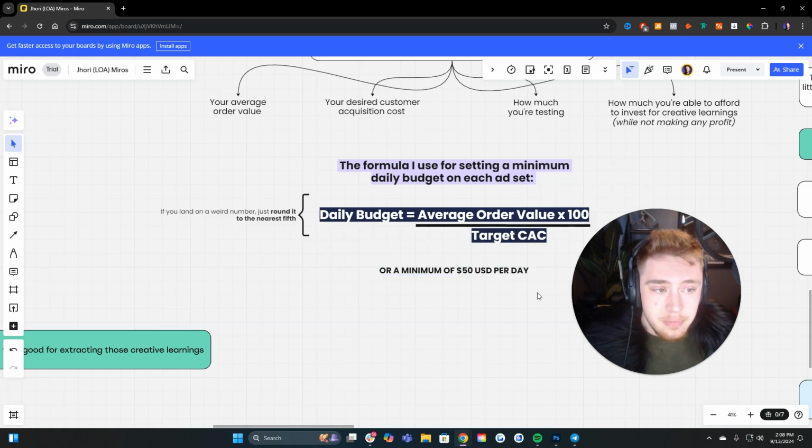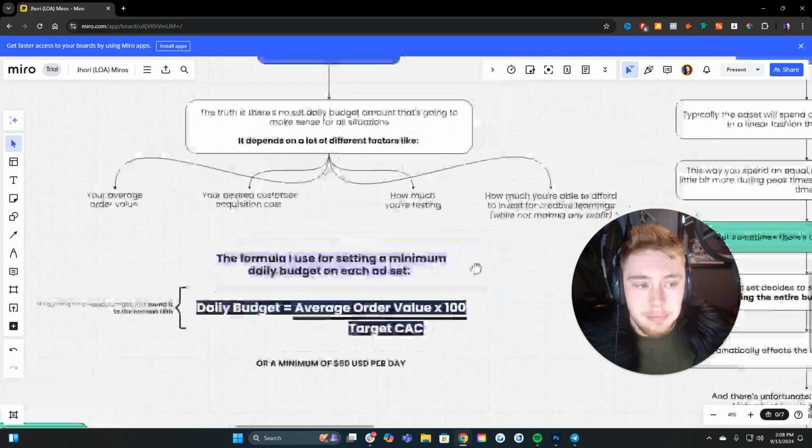Anything less than that, and you're not going to be spending enough money each day to build a proper optimization process. In other words, you're not letting the ads learn for long enough to be conclusive in whether or not you're actually seeing success or a failure from that ad set.